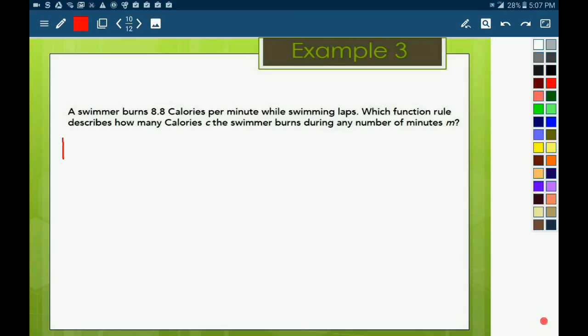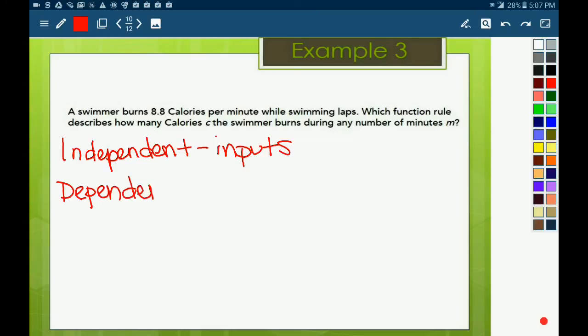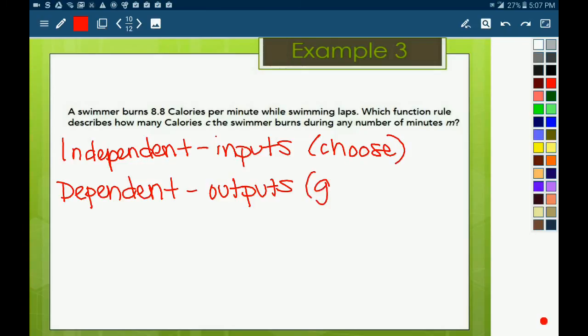So let's review here. We have independent variables, which we said were X variables, because usually we call them X or Y. This time we're going to be talking about them in terms of C and M. Okay, so we have independent, which are the inputs, and those are the ones that don't rely on anything. Then we have our dependents, and those are going to be our outputs. Inputs we choose. Outputs, those are generated, meaning you need an input in order to get the output.